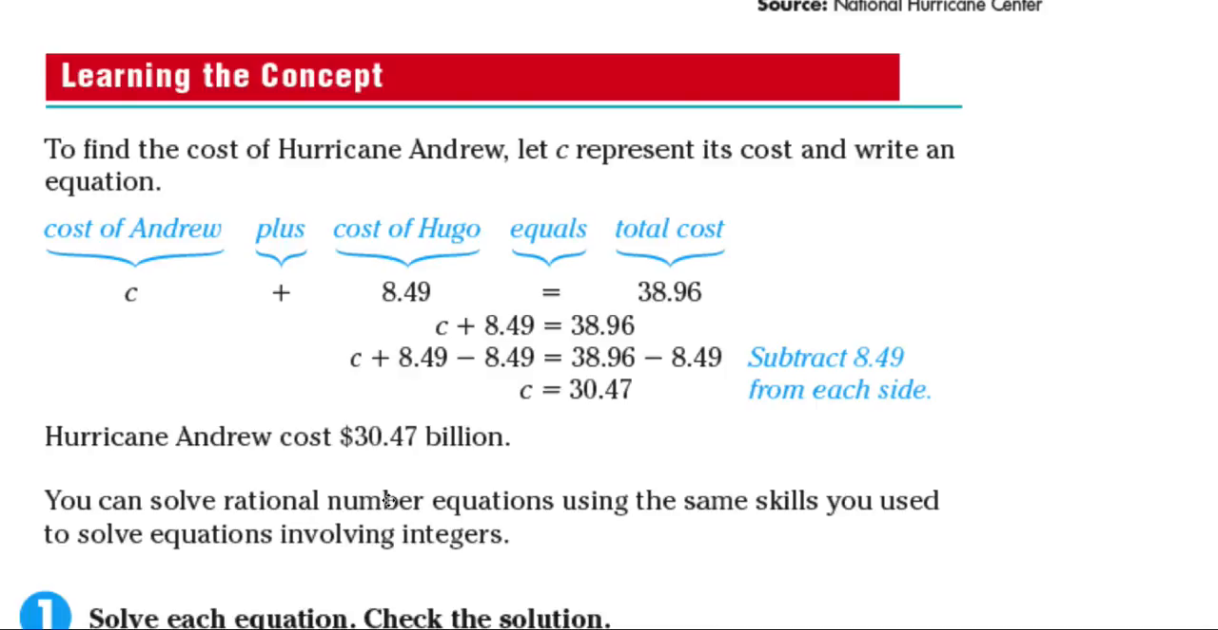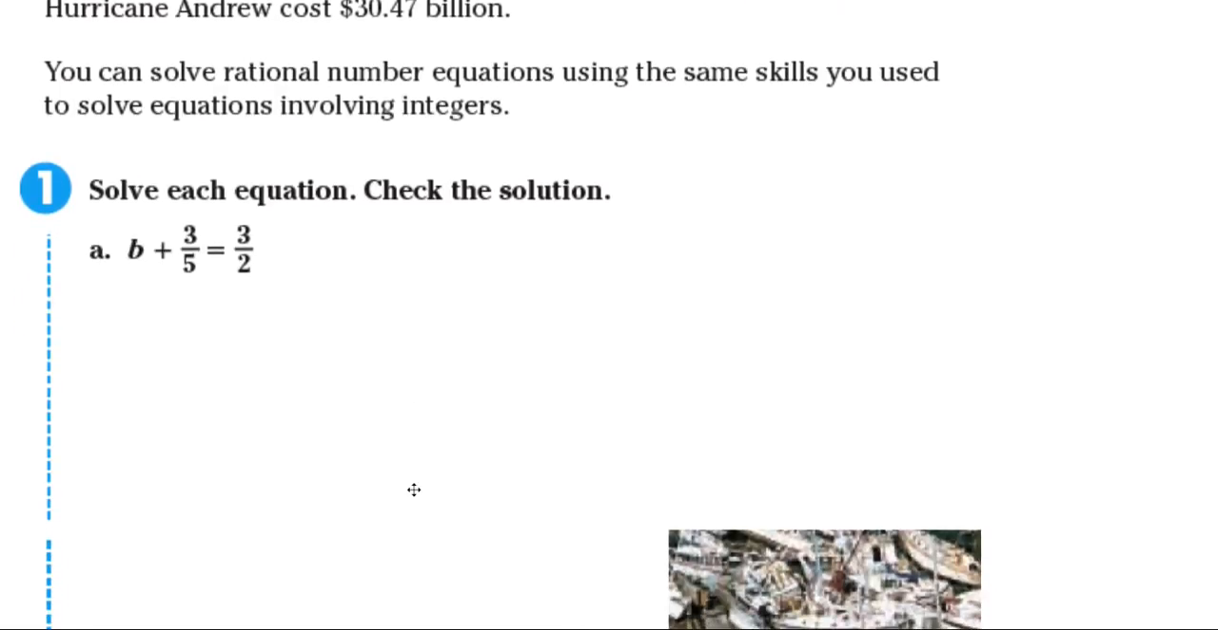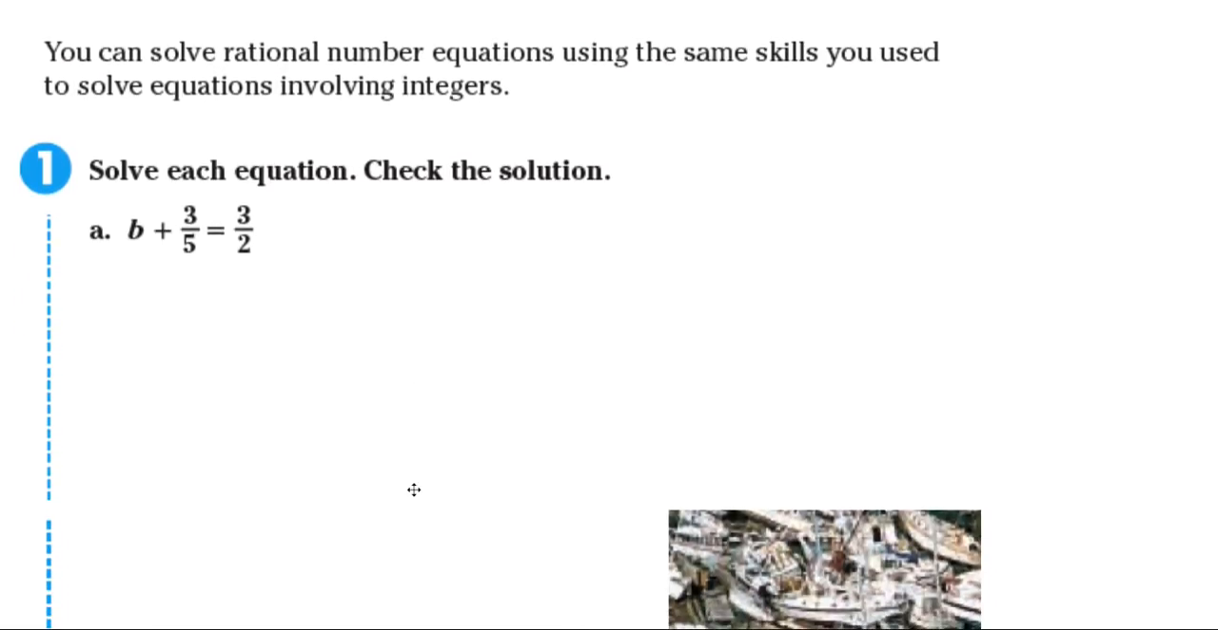Okay, so you can solve rational equations such as that using the same skills you used for that particular problem. Basically, rational number equations can be solved using the same skills we used in solving equations involving integers as well. So if we have b plus 3/5 equals 3 over 2, we want to isolate b on the left side of the equation.